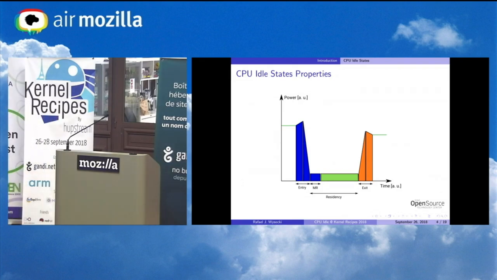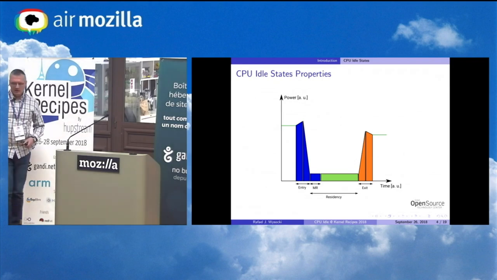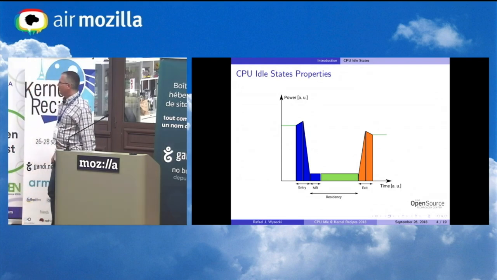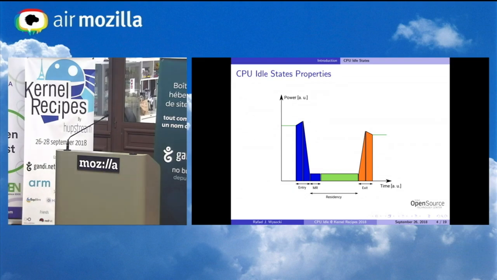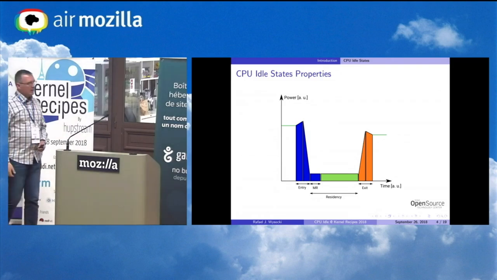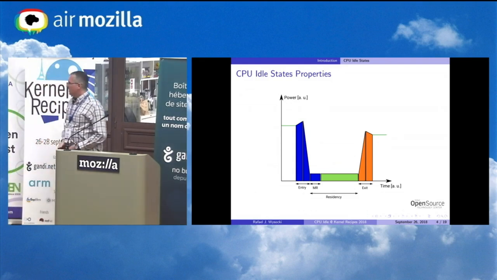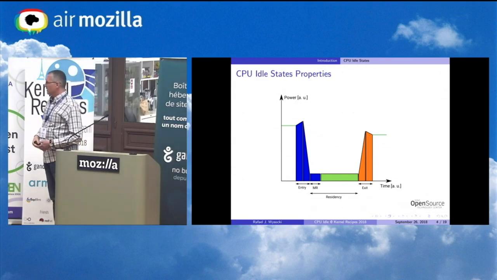And of course, the period in which the CPU or the core is in the idle state is referred to as idle residency. And there is a minimum time for the core to be in that state so that it can save any energy at all. If it's in the idle state for a shorter time, it won't save any energy. It will just use more energy compared to a different idle state or maybe even to the running state. So there is a minimum residency for the core to stay in the idle state so that it is worth putting the core into that state. And that's the second parameter of an idle state. The name of it is target residency in the kernel.